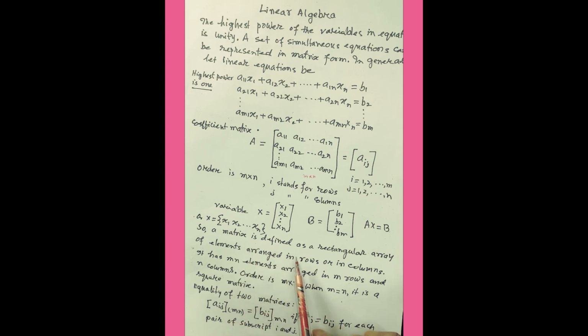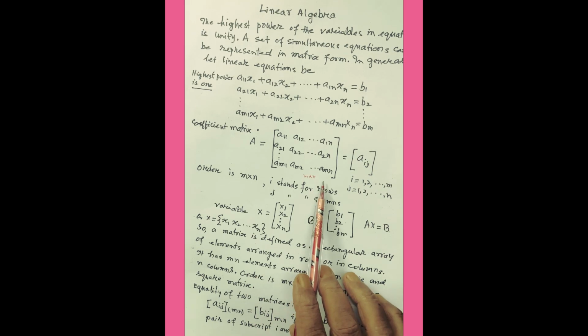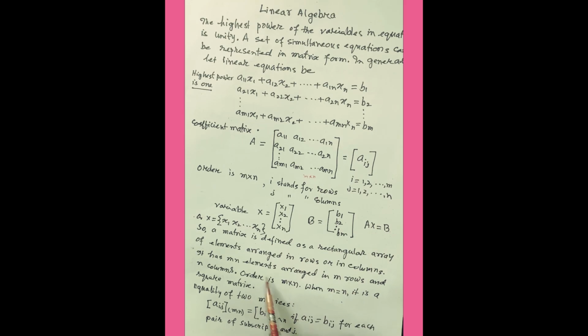Now a matrix is defined as a rectangular array of elements arranged in rows or in columns. So it has mn elements. This is the general form. It has mn elements arranged in m rows and n columns. Order is m by n. When m is equal to n, the number of rows is equal to the number of columns, so it becomes a square matrix.